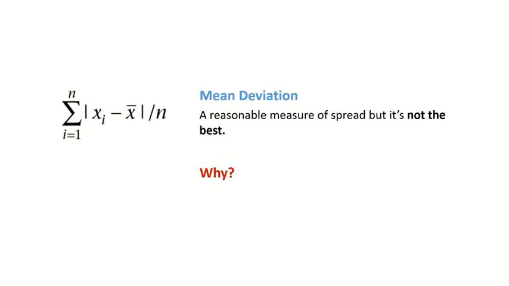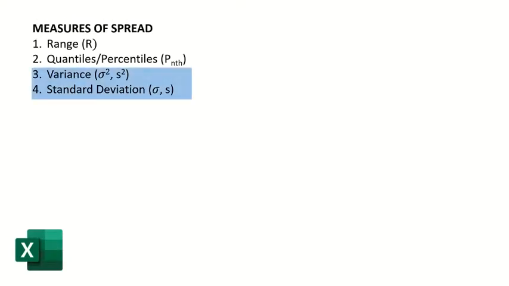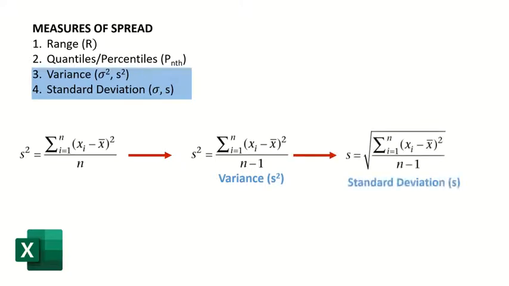A better way to achieve this emphasis on the spread is to square the distances instead. Thus, we arrive with a formula for variance. To calculate sample variances, or S-squared, that are unbiased, we need to change the numerator n to n minus 1 in the formula. Square rooting the sample variance gives us the sample standard deviation, or S.